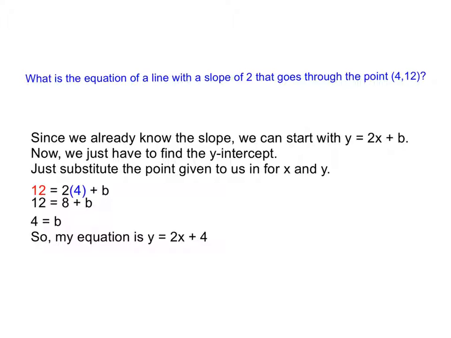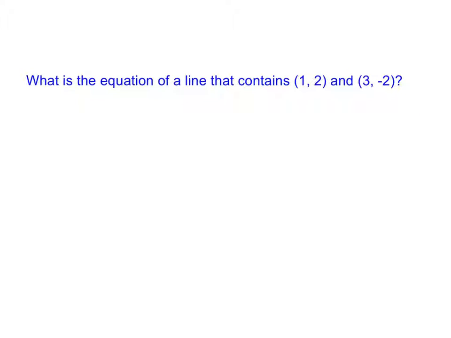Slope and a point. The last category that we need to look at is 2 points. Given the slope and y-intercept, it's super easy, plug it in. The next category, slope and a point, we have to find the y-intercept and then we're done.